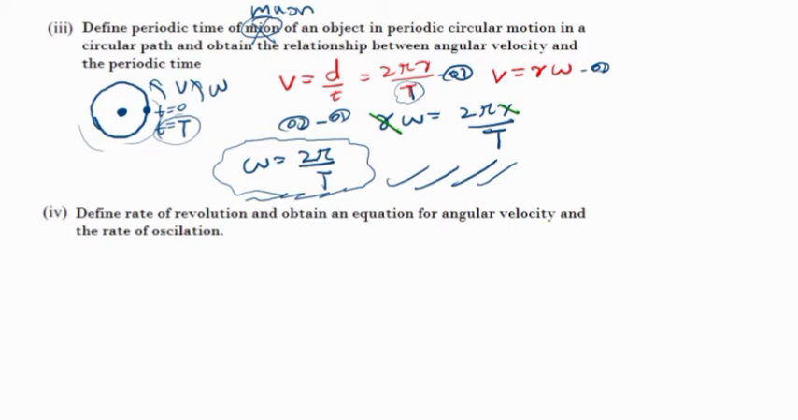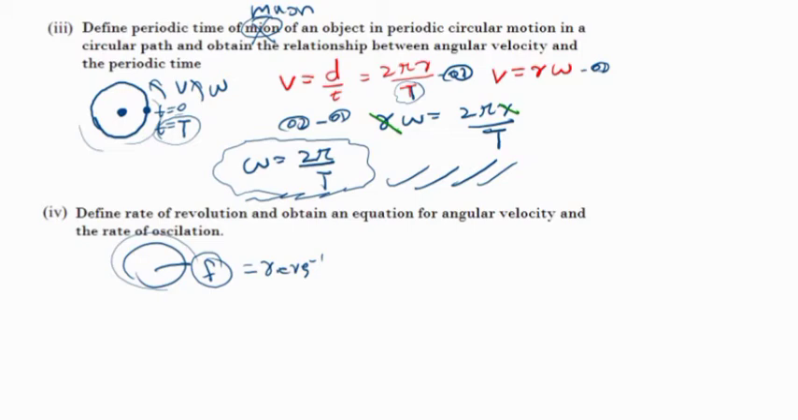copying it. Okay, now define the rate of revolution and obtain an equation for angular velocity and the rate of oscillation. Rate of oscillation means the number of revolutions made per unit time. It's like the frequency, how many revolutions you make per second, in rev s minus 1.